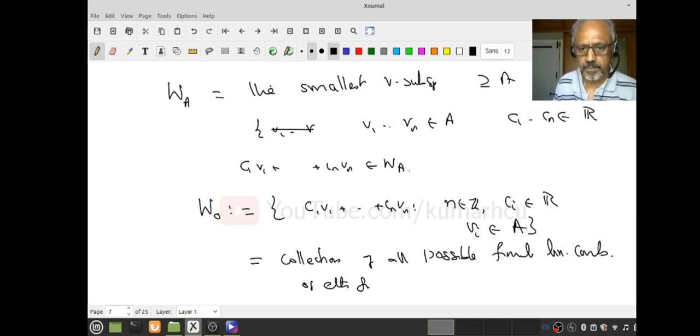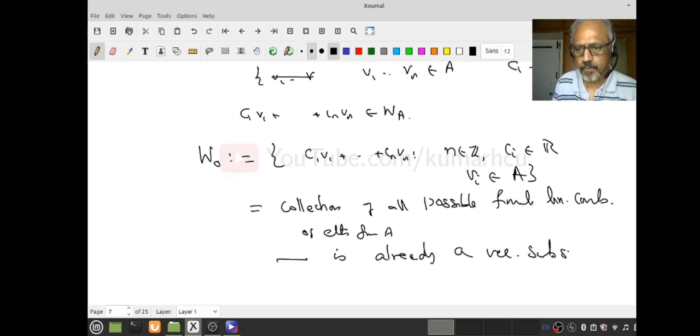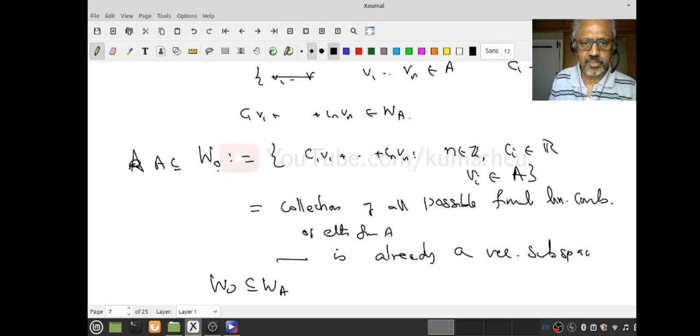Elements in A. Okay, this is very easy to check. This is already a vector subspace, and we know that A is a subset of this, because I only have to take V equal to V1. If V belongs to A, take V equal to V1, C1 equal to 1, and the rest are all 0. It has to be there. You understand that? Right? Now this W0 must be already in WA, but it's already a vector subspace containing A. Therefore the conclusion is W0 equal to WA.